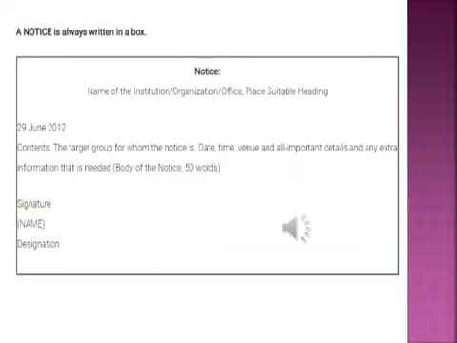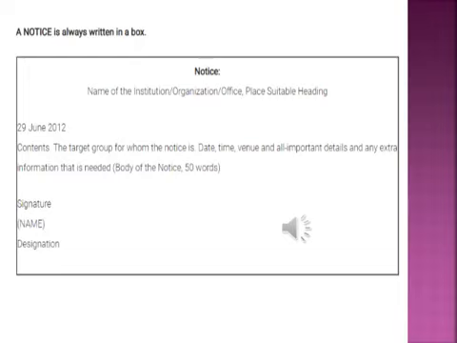Now contents. The target group for whom the notice is. That you have to remember when you are drafting a notice. So content is very important and the content should be in 50 words. So the target group, now if it is a particular event, then you have to mention the date, when it is going to take place, then time, then venue, where it is going to take place. All important details and all relevant details, all that should be there in the body of the notice. Any extra information that is needed, that also you should provide. And the body of the notice should be in 50 words.